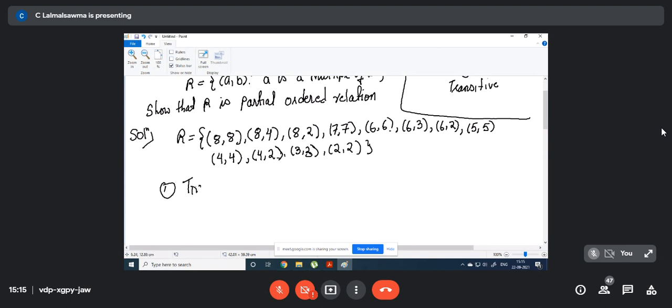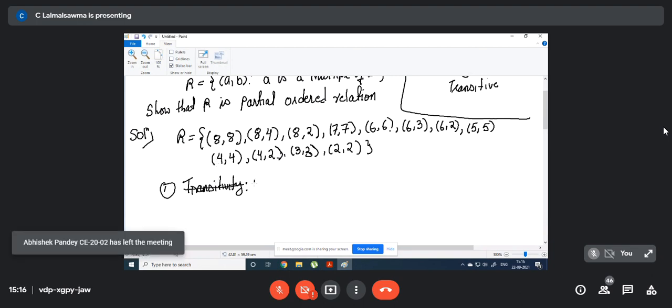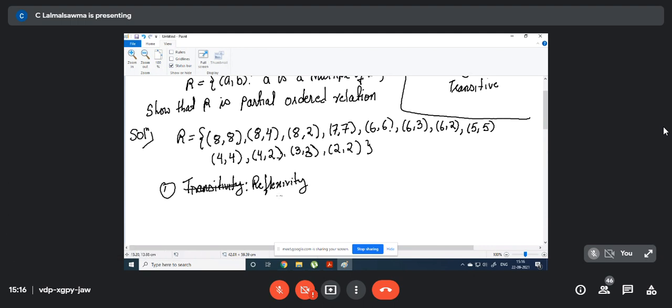We have to find if it is transitive. The process is called transitivity. Can you tell me if it is transitive? Can anyone? No, it's not transitive. Okay, let's start with reflexive. Can you tell me, is it reflexive? Yes, sir.